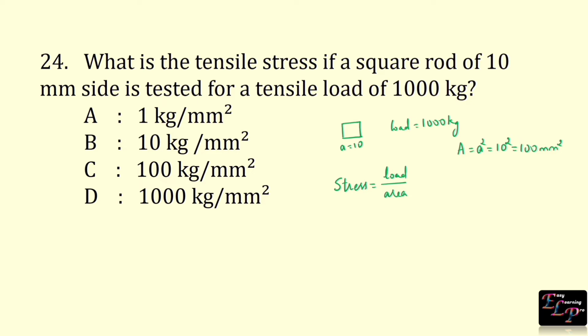Now substitute the values. Load is 1000 kg divided by area is 100 mm square. So we have 10 kg per mm square. So the correct answer is 10 kg per mm square.